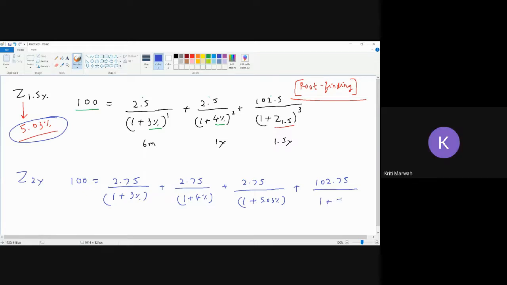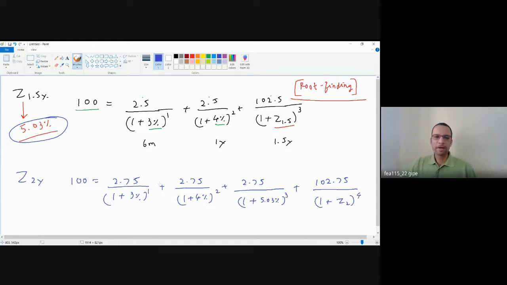Sir, can you please explain again why it would be 2.75? Yes, yes. So actually, this is my market information. I have my bond with a coupon of 5.5%, which is given to me. So I'm simply taking 5.5 and dividing it by 2. So that's how I get to 2.75.